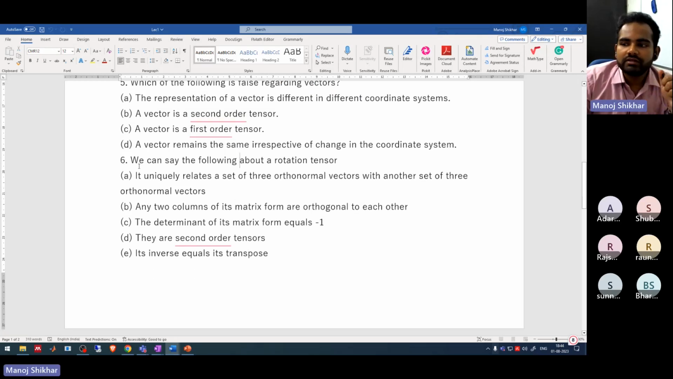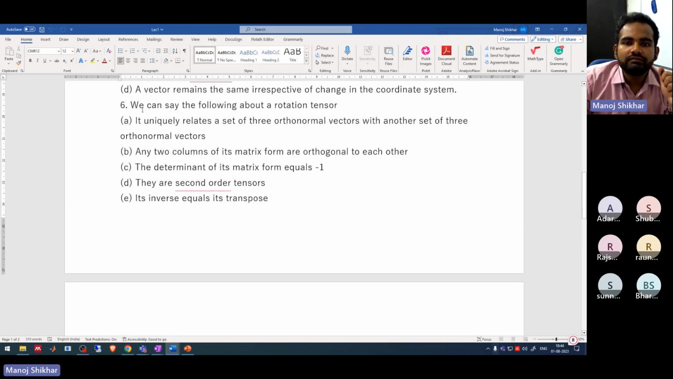Now this question, I have also discussed in the PPT. What can we say about the rotation tensor? It uniquely relates a set of 3 orthonormal vectors with another set of 3 orthonormal vectors. True. Any two columns of its matrix form are orthogonal to each other. True. Because a rotation tensor is an orthonormal matrix in matrix representation, so all the rows and all the columns will be perpendicular to each other.